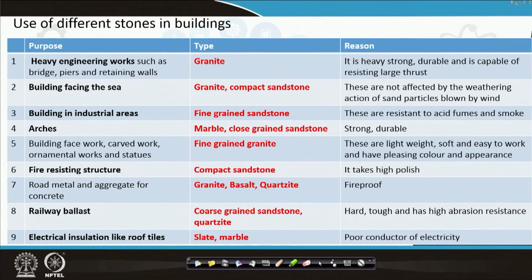Building in industrial areas, those are again fine grained, that is compact sandstone, because in industrial areas they are going to face chemicals, chemical fumes, pollutions, and they can be resisted by sandstone. So, they are strong and durable. They are resistant to acid fumes and smoke.